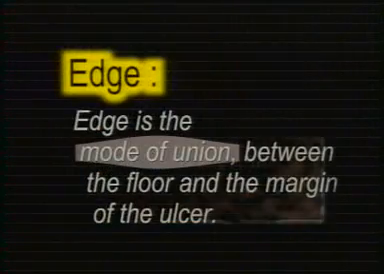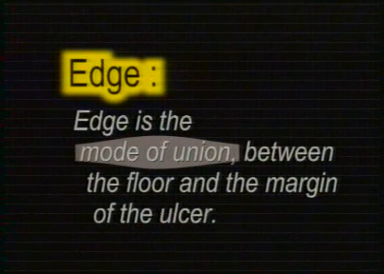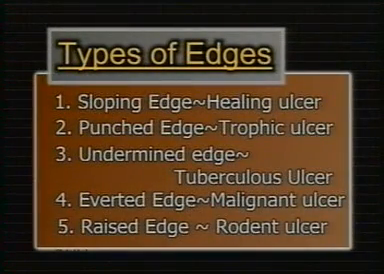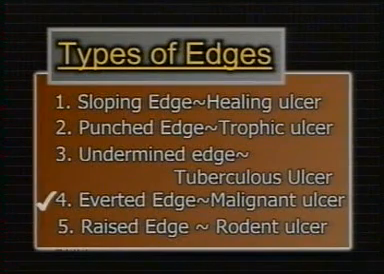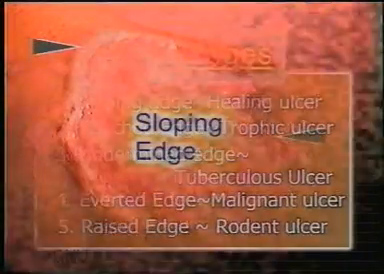Edge is the mode of union between the floor and the margin of the ulcer. So it has thickness, a 3rd dimension, and it can be inspected as well as palpated. There are 5 types of edges: sloping edge of a healing ulcer, punched edge of a trophic ulcer, undermined edge of a tuberculous ulcer, raised and everted edge of a malignant ulcer, and raised but not everted edge of a rodent ulcer. Now let us inspect the 5 types of ulcer edges.